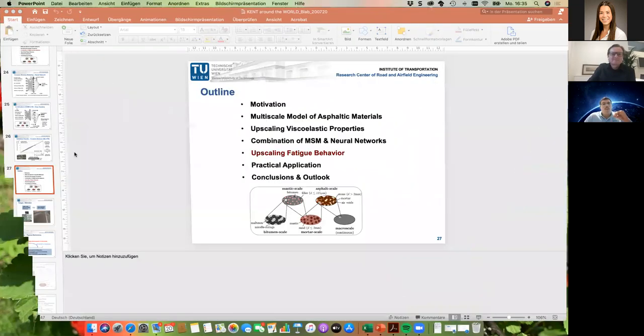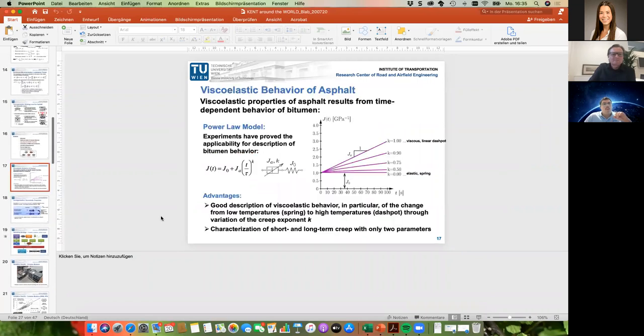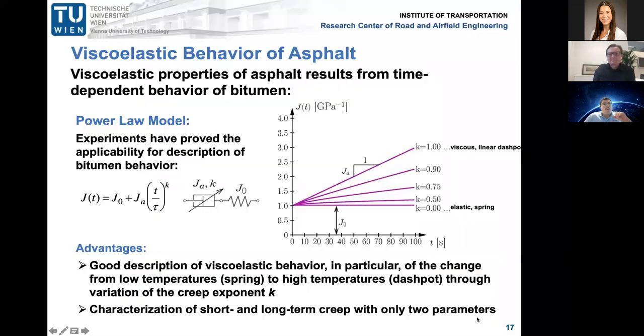They're asking if you could please go back to the power law once more and clarify it again. Yes. So you want me to explain the power law again?